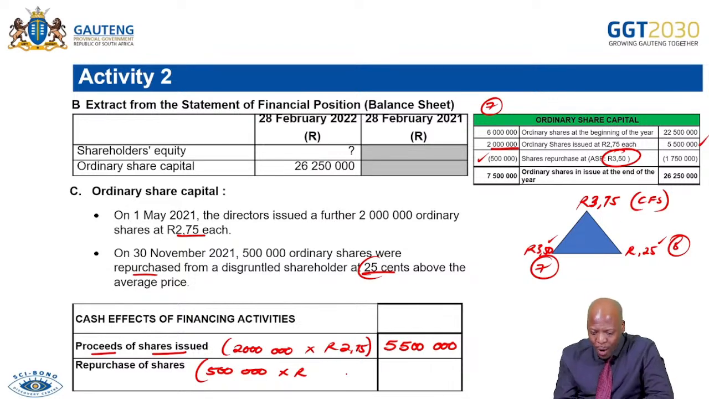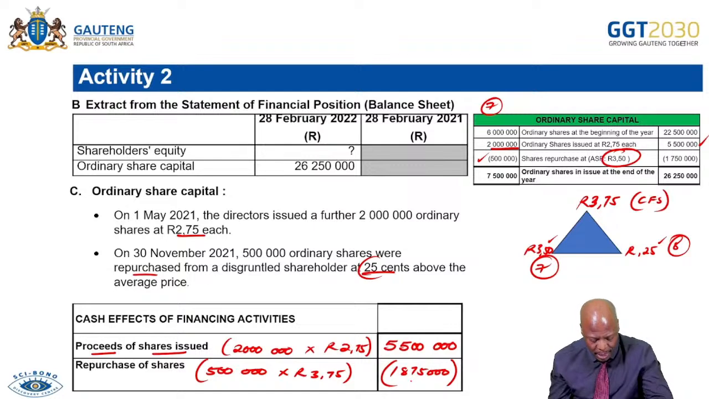So I'll say 500,000 multiplied by 3.75, close the bracket. And this must be a cash outflow. How much do I get? 1,875,000. That is what we end up with.